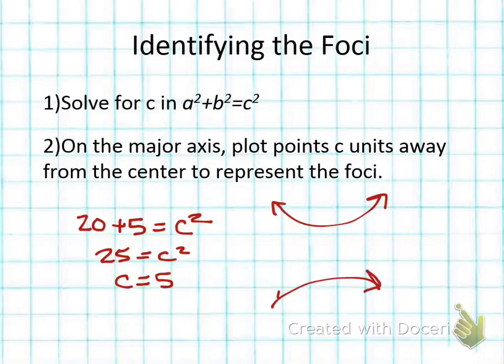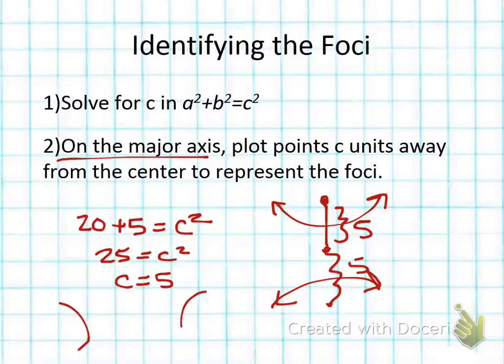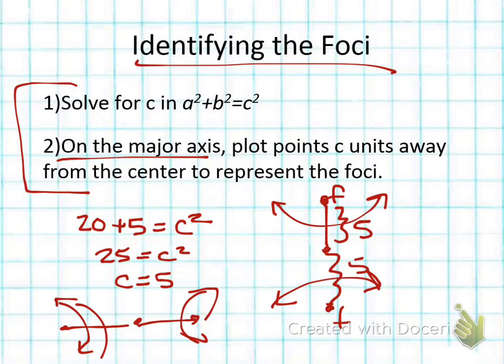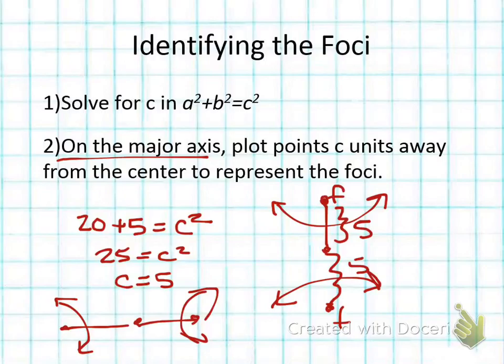Okay, so for our hyperbola from number 1, it looks kind of like this. You would go 5 units up and 5 units down. This is always going to be on the major axis. So if our hyperbola instead went to the side like this, then we would go 5 units from the center this way, to the right and left. Okay, so we'd want to include this in your notes, these last 2 points, so that you know how to do those first 6 problems.